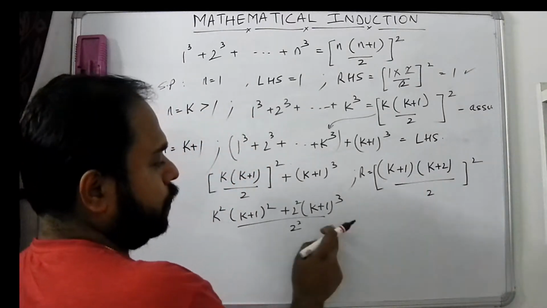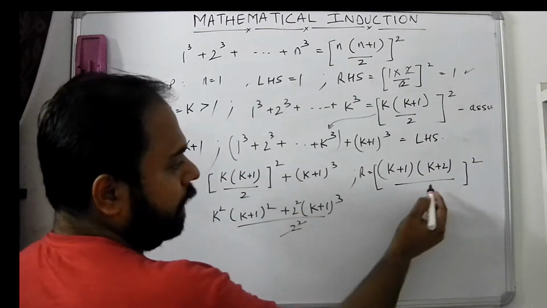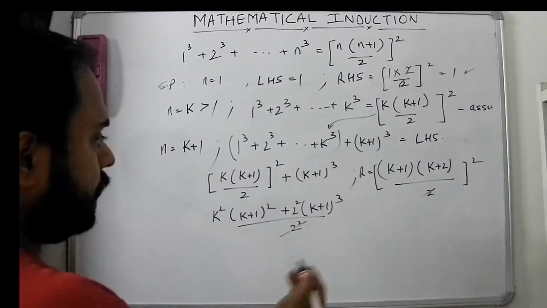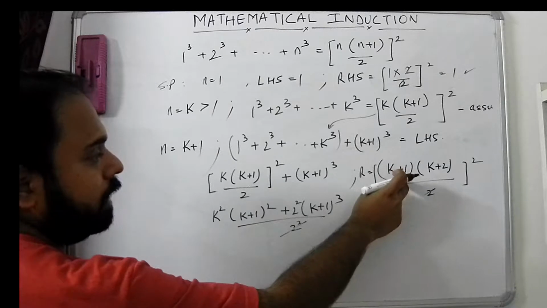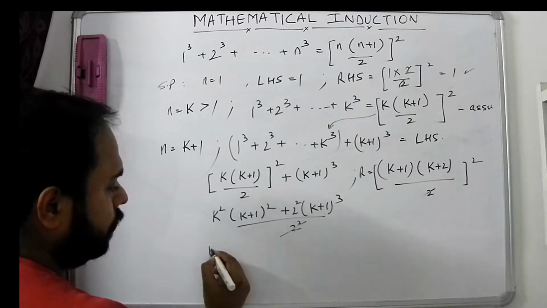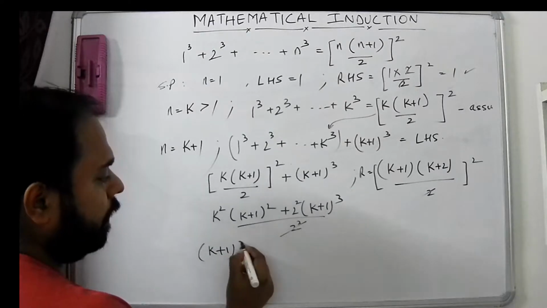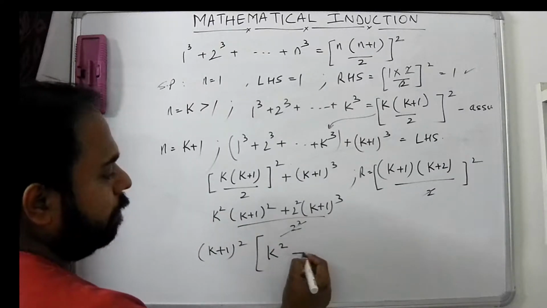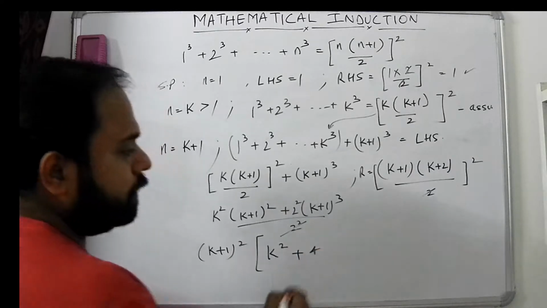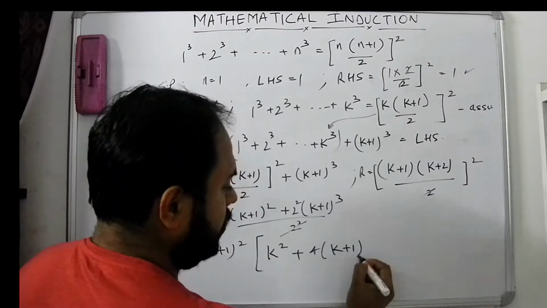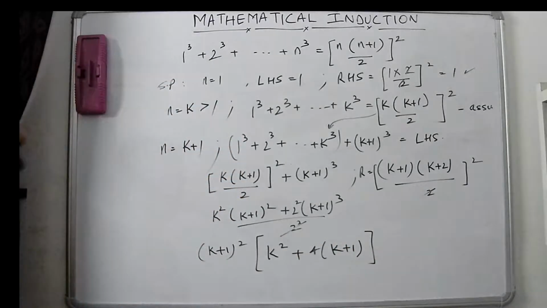So what I need to do, essentially, I can cancel this part. So I need to prove that the numerators of these two parts are the same. Again, I can see a term of (k plus 1) whole square here. So let's take out (k plus 1) whole square, and this becomes k square plus 4 times (k plus 1). This is something that I am left with.